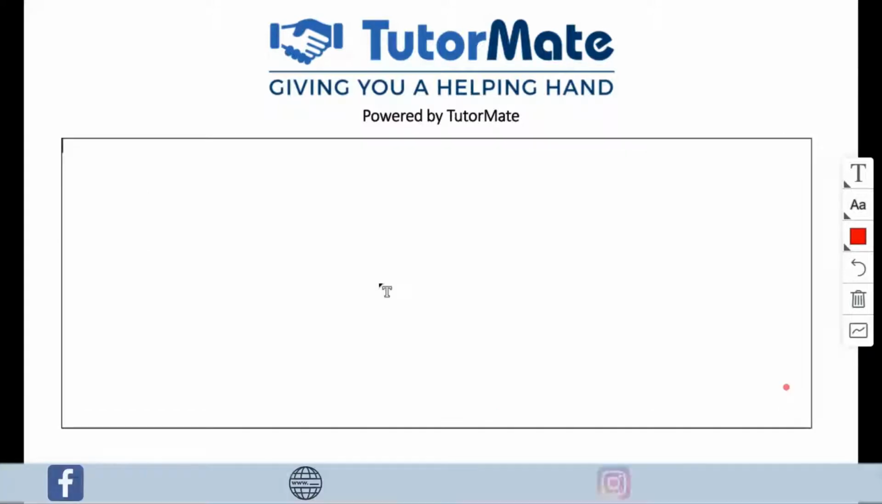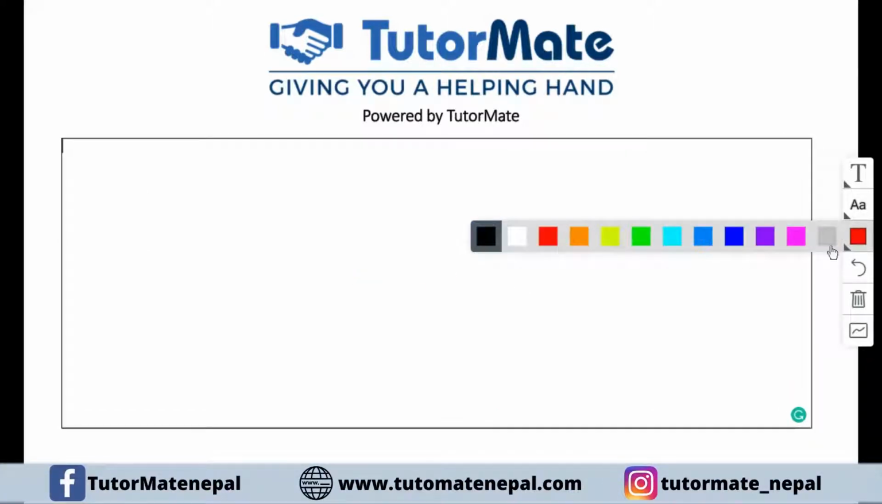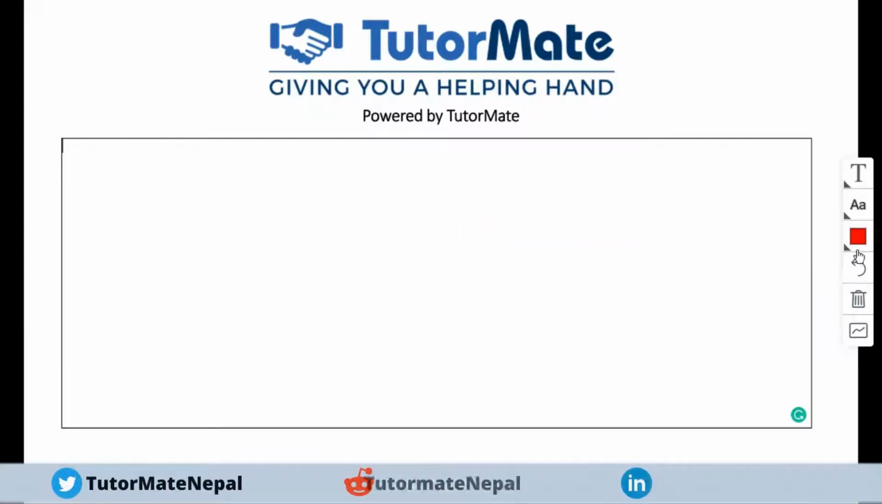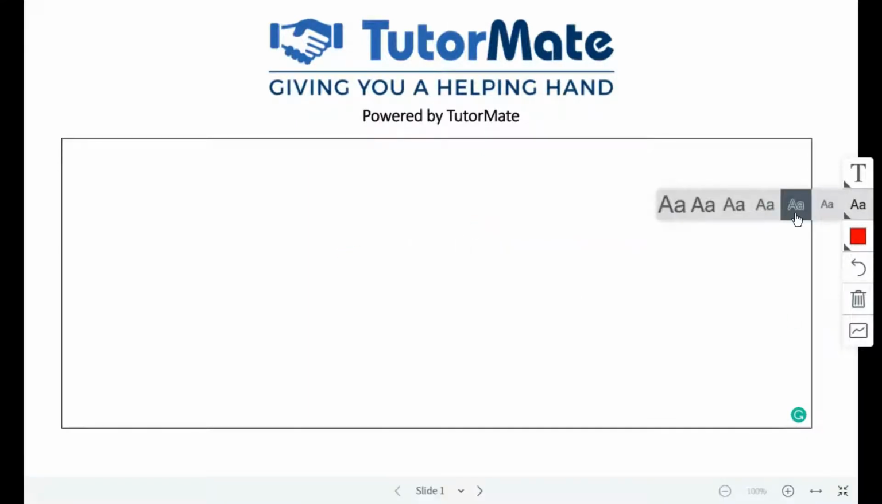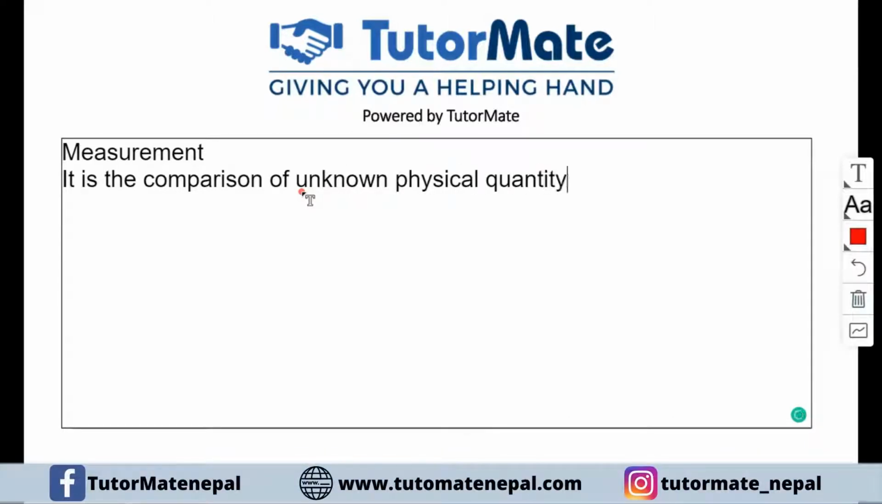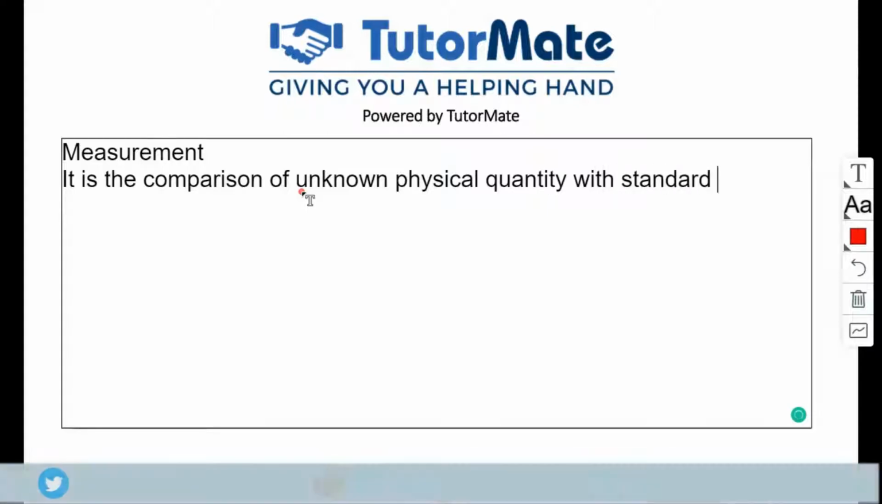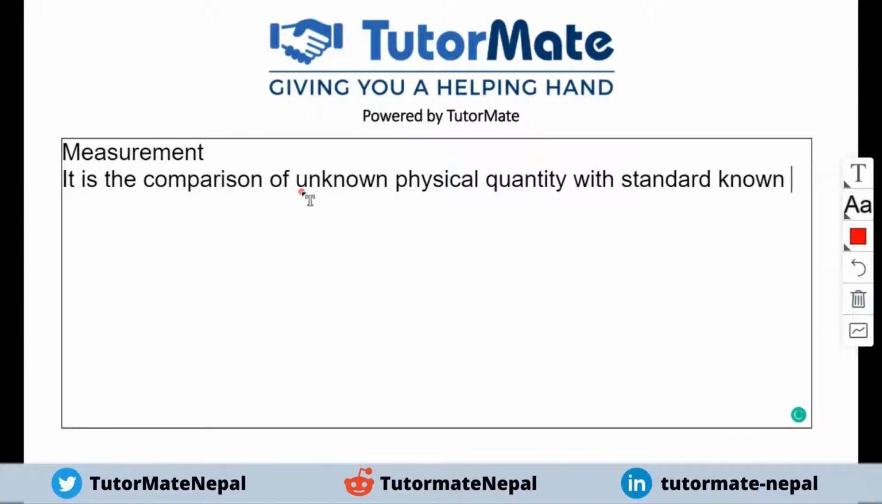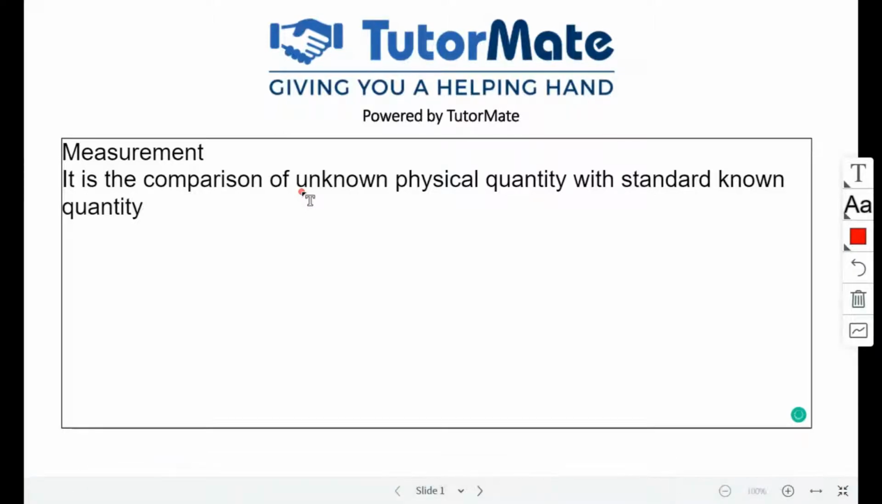You can write the definition here. Measurement is the comparison of a physical quantity with a standard quantity.